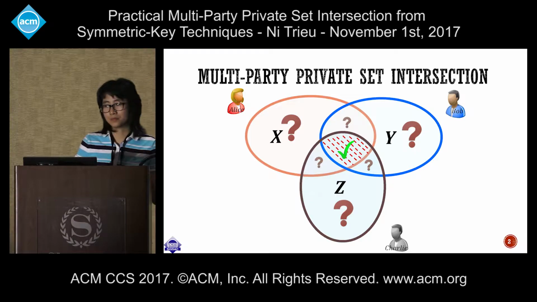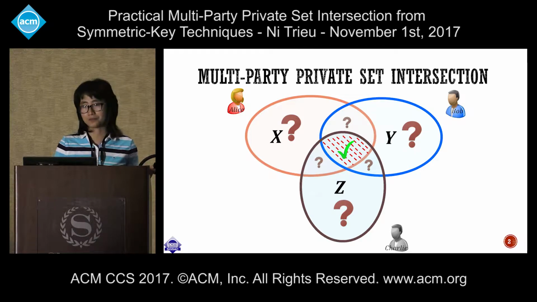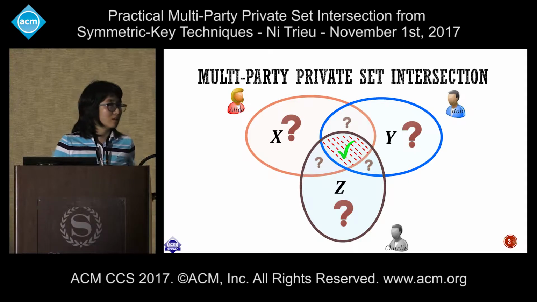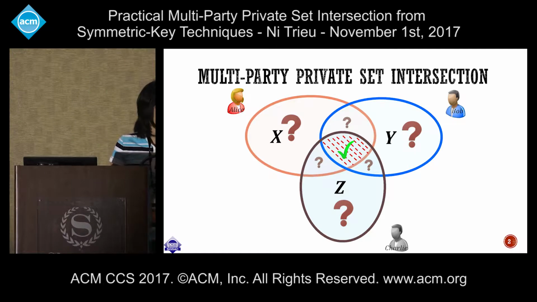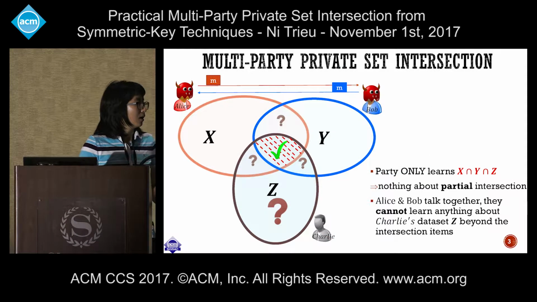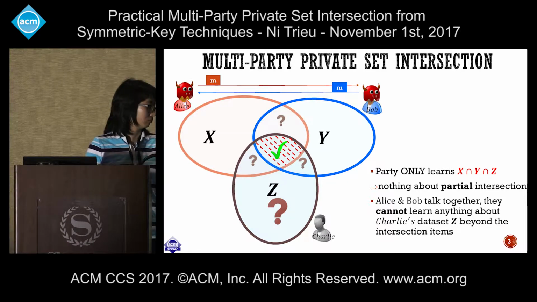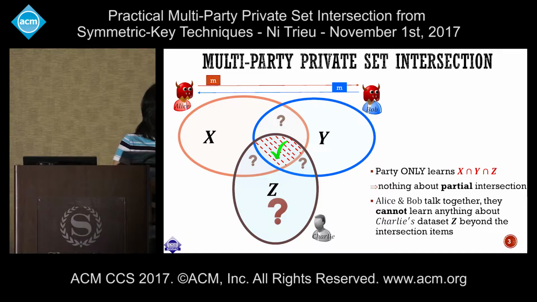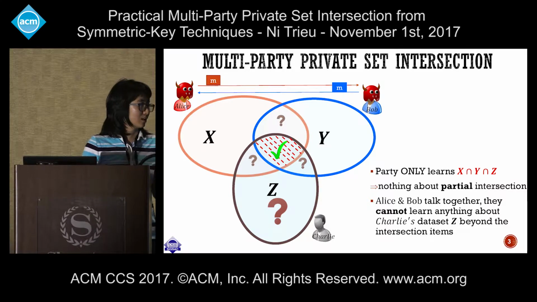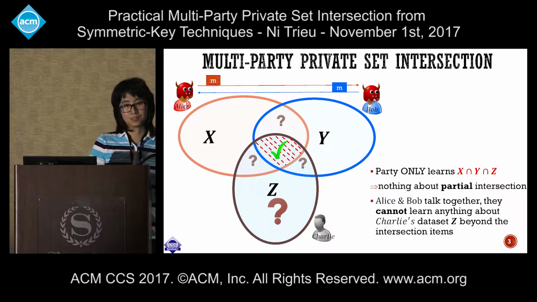Different from two-party PSI, there are several security requirements for the multi-party setting. The first one is that a party learns only the intersection and nothing about the partial intersections. The second is that if parties are corrupt, for example here Alice and Bob, they can exchange messages, but they are not allowed to learn anything about Charlie's dataset beyond the intersection items.